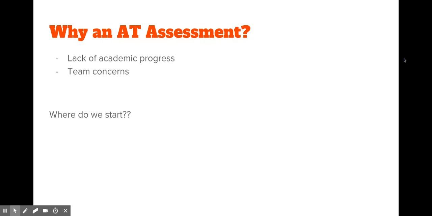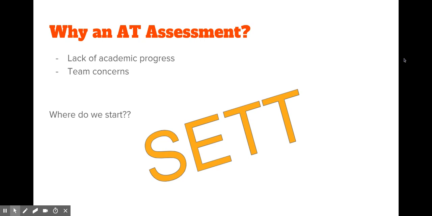Now, an outside assistive technology specialist may come in if the team feels like they don't have the knowledge to fulfill an AT assessment. If they're not really sure of the technology available, they can call in a third party, an AT specialist, which is the model that we have here in Connecticut, in order to conduct the AT assessment. But the question really is, where do we start in this process of an AT assessment? If we've decided that a student needs one, where do we start?